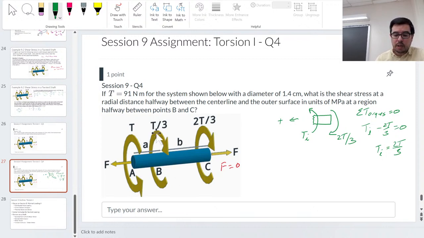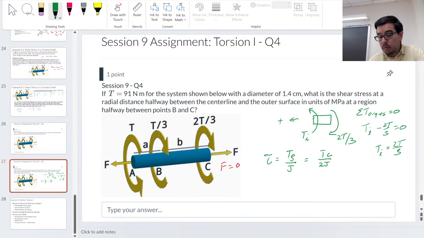Then, all right, we're saying it's halfway between the center line and the outer surface, between these two. So the equation, and we're looking for shear stress, right? So it's going to be like that. Okay, so like you were saying, it should just be the C over 2, right? So it should be T C over 2J.